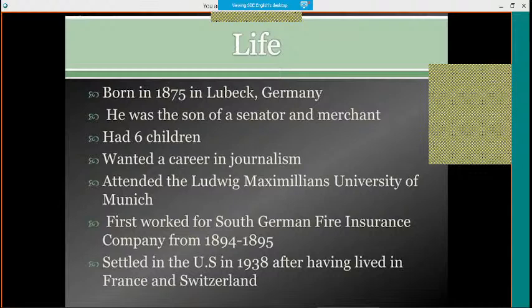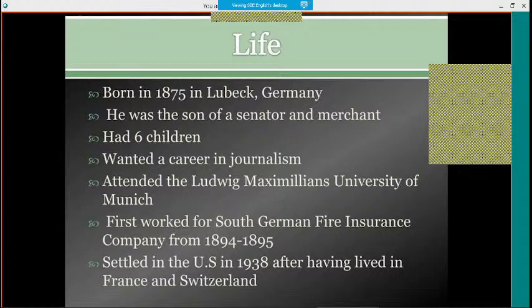His older brother was named Heinrich. He also became a very famous novelist and playwright. Mann had great interest in German philosophers like Arthur Schopenhauer and Friedrich Nietzsche. Their philosophies influenced Thomas Mann a lot, and their theories deeply influenced him, which also reflected in his writings. He had 6 children.